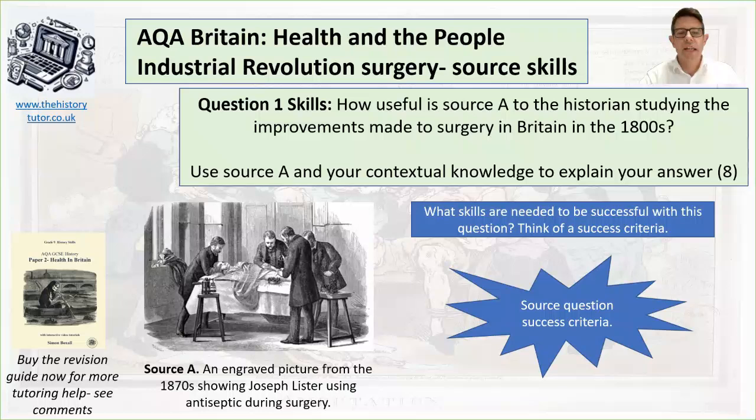So let's look at the question now. So the question says, how useful is source A to the historian studying the improvements made to surgery in Britain in the 1800s? Use source A in your contextual knowledge to explain your answer. So let's have a think about those command words and the phrasing in the question. What do you think you need to do to be successful to answer this question?